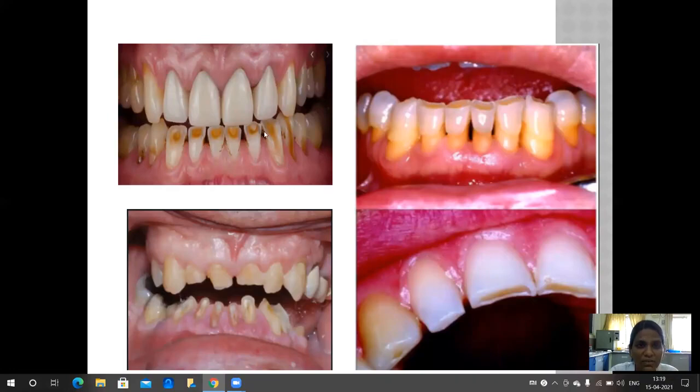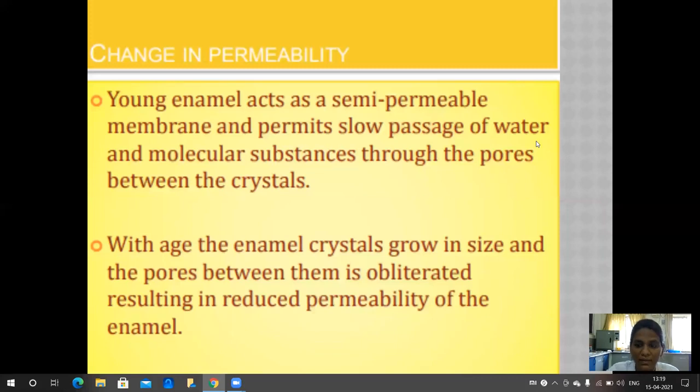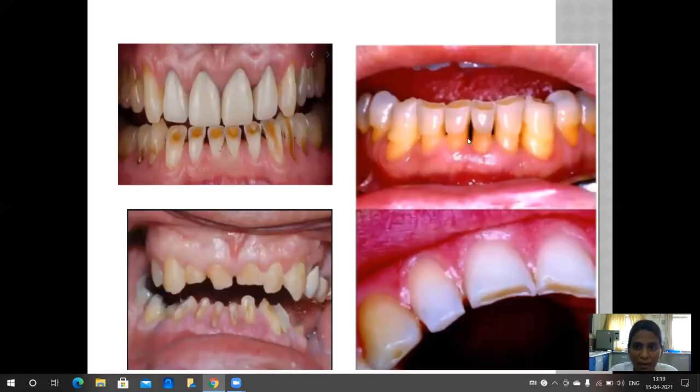In this picture, the incisal portion of the lower anterior teeth is gone because of attrition. The second picture depicts incisal edge attrition as well as the cervical portion. The cervical portion of the two teeth is worn because of abrasion. This is attrition, and this is abrasion.